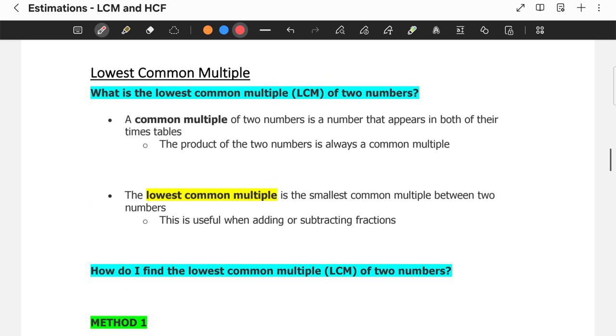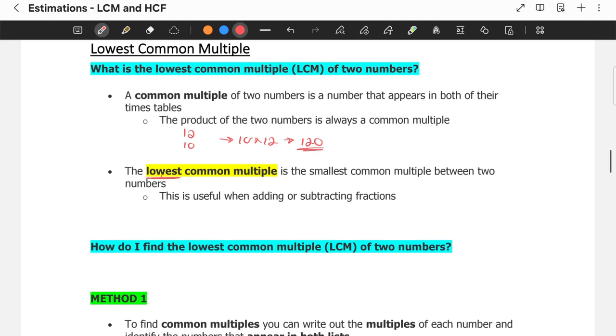And then when we now look at the lowest common multiple, firstly, a common multiple of two numbers is a number that appears in both their timetables, right? And the product of two numbers is always a common multiple. So for example, if we had to find the lowest common multiple of 12 and 10, then 10 times 12 is always a multiple, which is going to be 120. It might not be the lowest. In this case though, what we need to find is the lowest. So take note that you can't just multiply two numbers and say that is the lowest common multiple. It is going to be a multiple, but now you have to find what is the lowest common multiple.